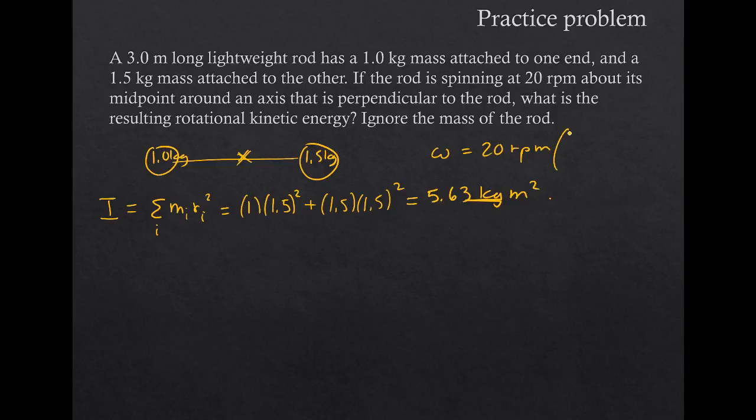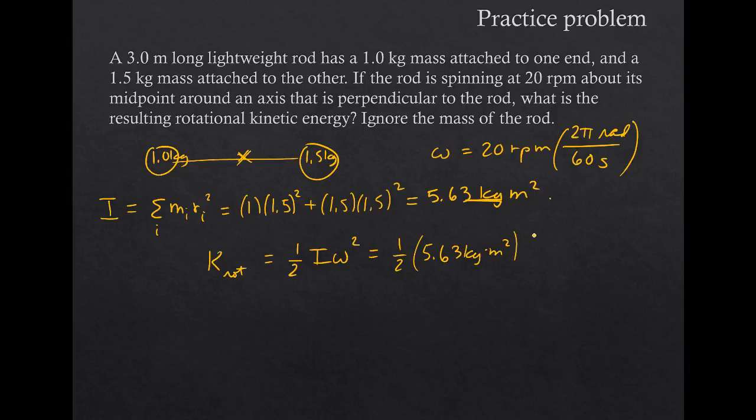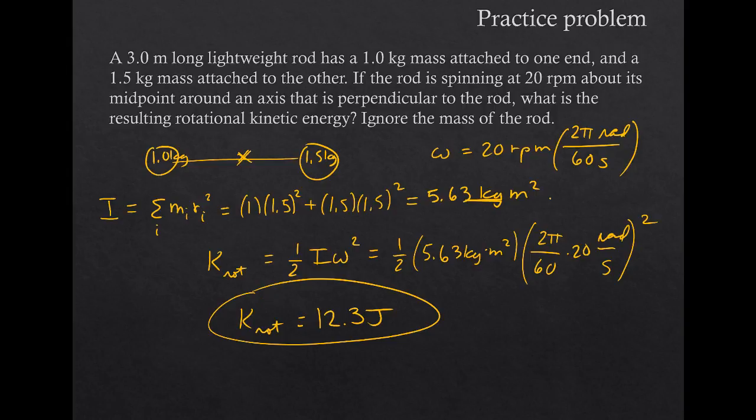Now omega is 20 RPM, but remember we multiply that by 2 pi radians over 60 seconds to convert that. And we can get the rotational kinetic energy, therefore, by doing 1/2 I omega squared. So it's 1/2 and then 5.63, I rounded that a little bit. And then this is going to be 2 pi over 60 times 20 radians per second, which will then be squared. And if we plug all that in, we'll get a final answer of, let's try this real quick. We're just plugging away real quick for this. And I got about 12.3 joules. Okay, so you can check and see if you got the same thing.